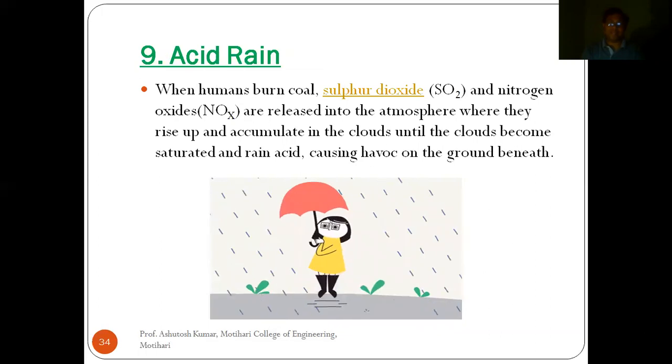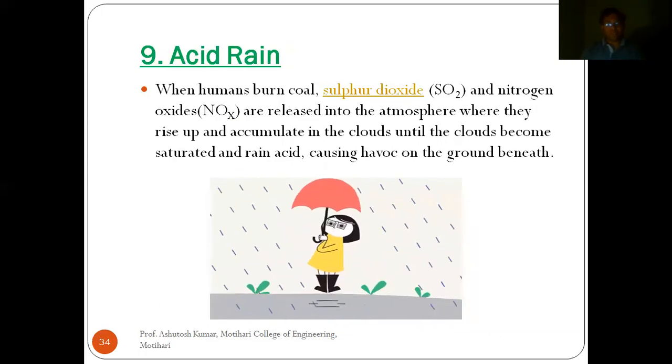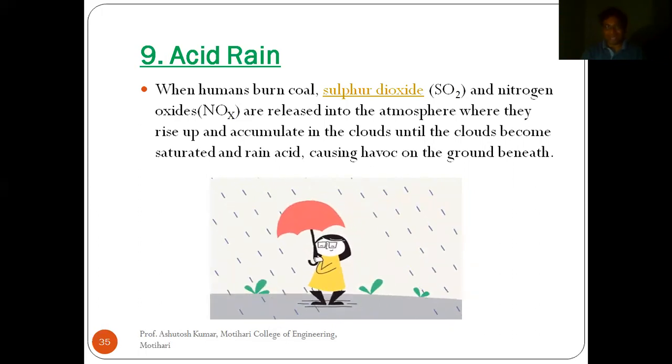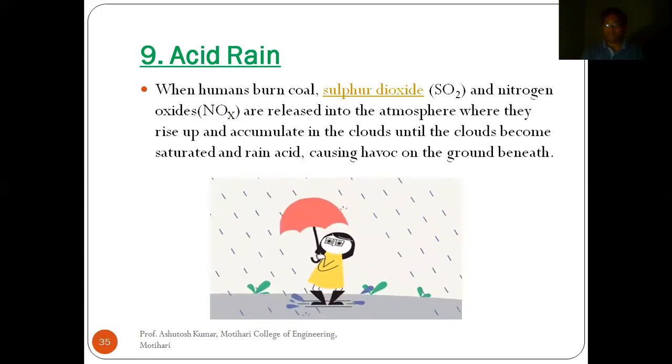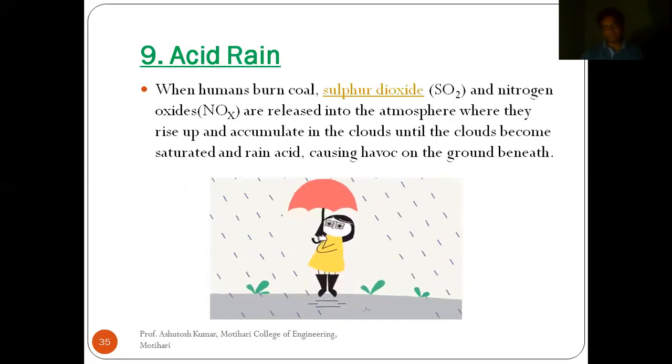Now acid rain. So why is there acid rain? When humans burn coal, sulfur dioxide SO2 and nitrogen oxide NOx are released into the atmosphere, where they rise up and accumulate in the clouds until the clouds become saturated and rain acid, causing havoc on the ground beneath.